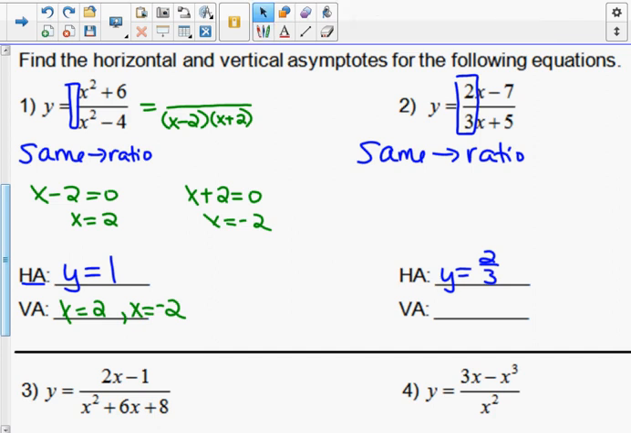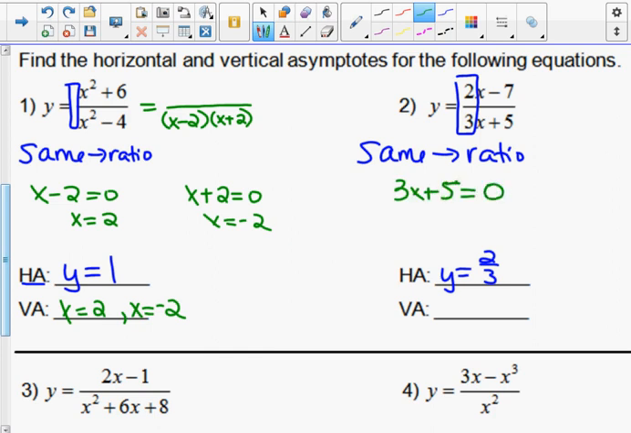Now to find the vertical asymptote, I have to take the denominator and determine what makes this denominator equal to 0. So I'm going to set it equal to 0 and solve for x. I subtract 5 first. Now I'm going to divide by the 3. So I get a negative 5/3 for the vertical asymptote.